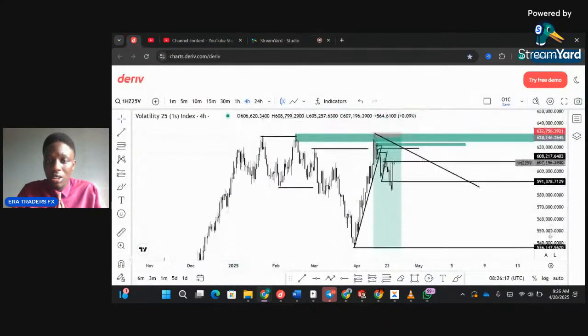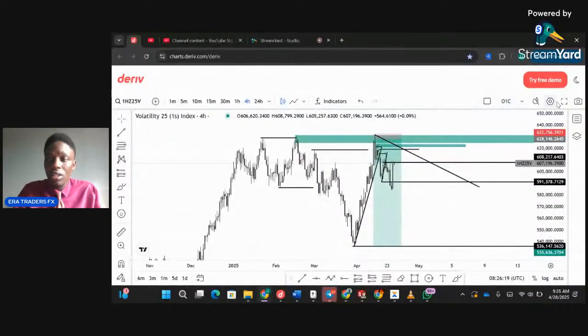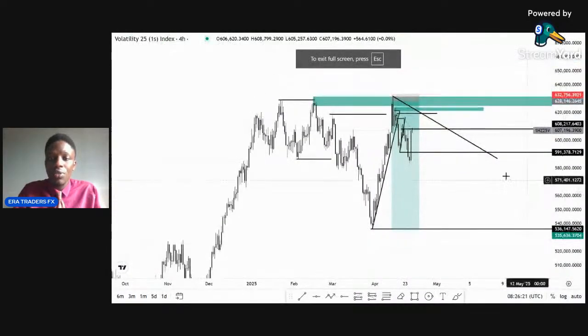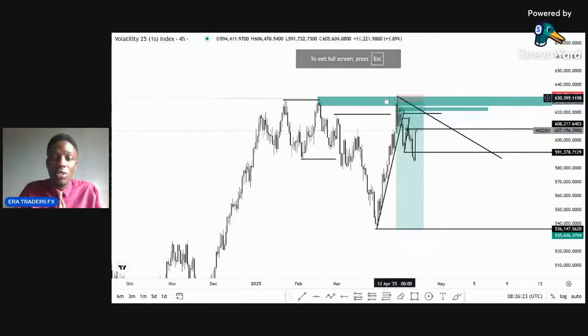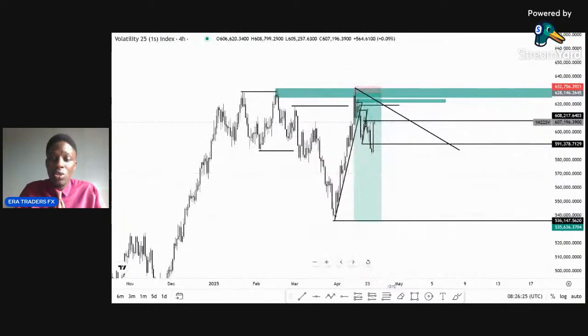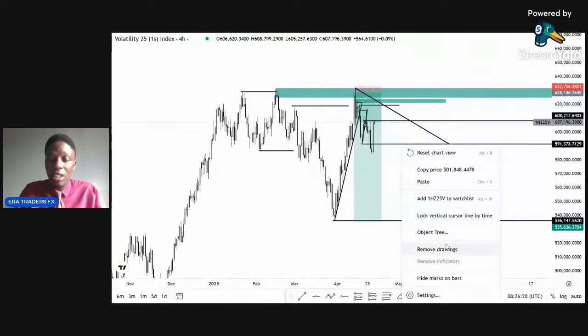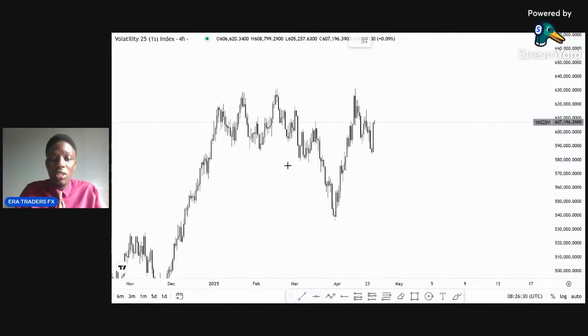So this is the chart. This is the 25 1s. We've been looking for sales right from when price was here. So I'll just take up my chart and do it again. So what did we see? We saw a sweep of the high. This is the daily time frame. So for those of you that want to ask, it's the daily time frame.